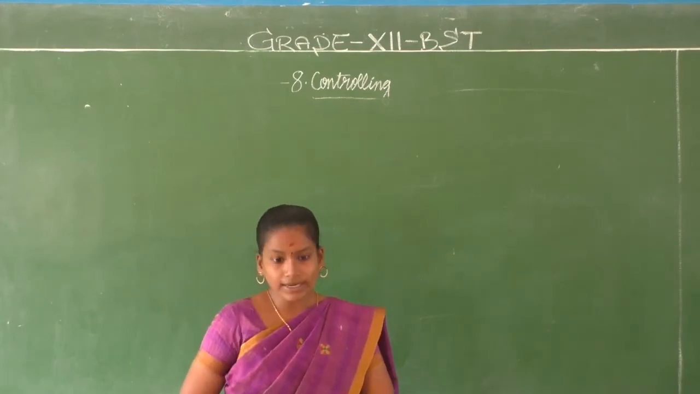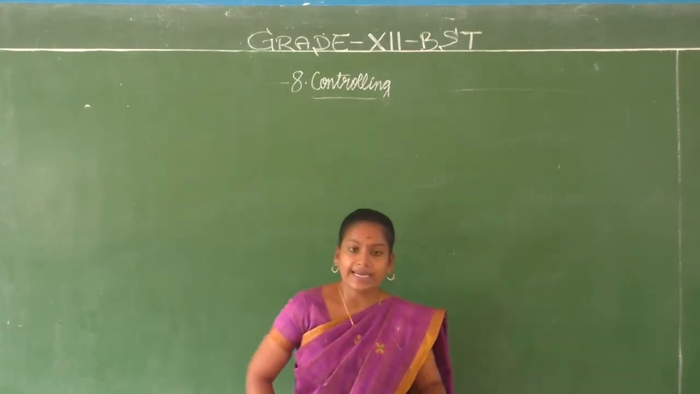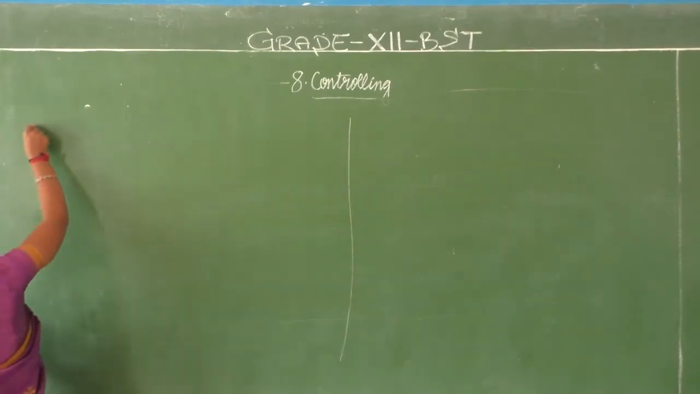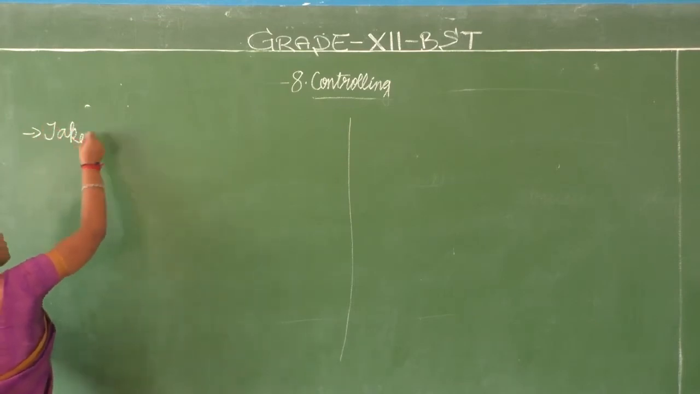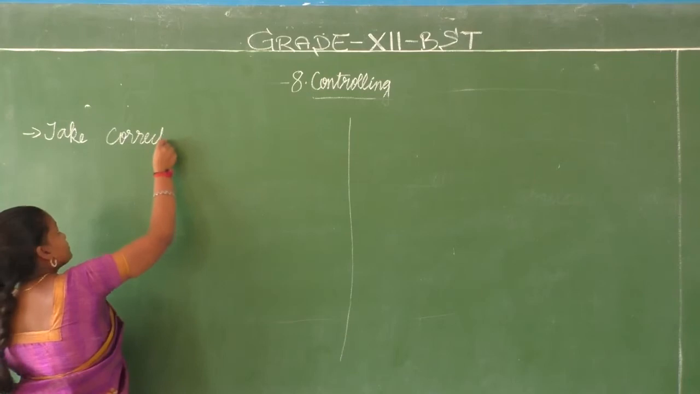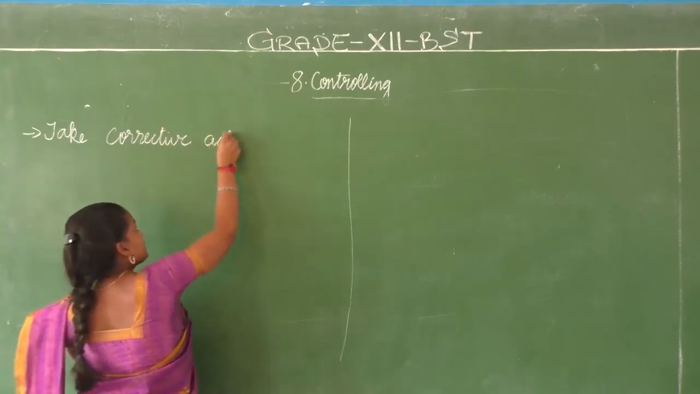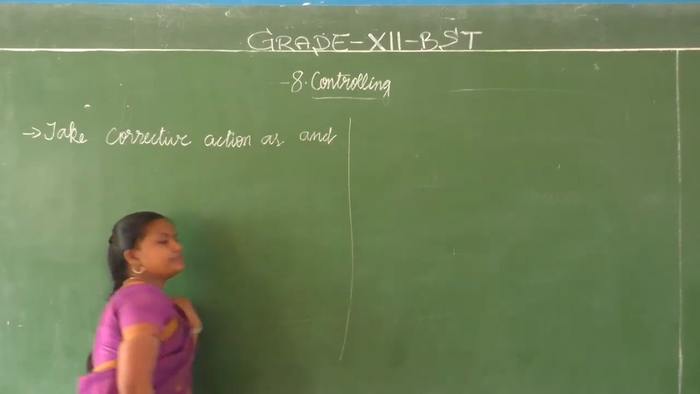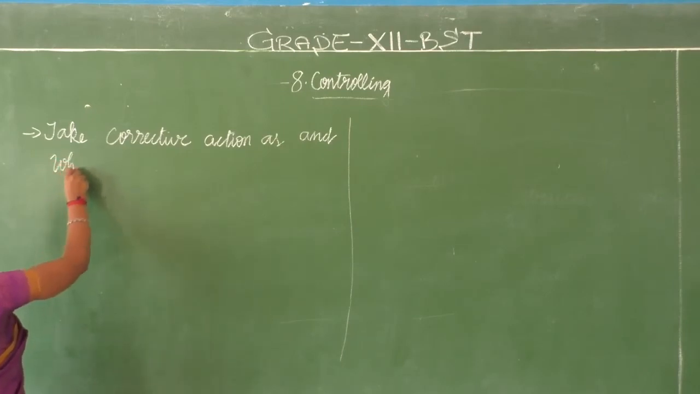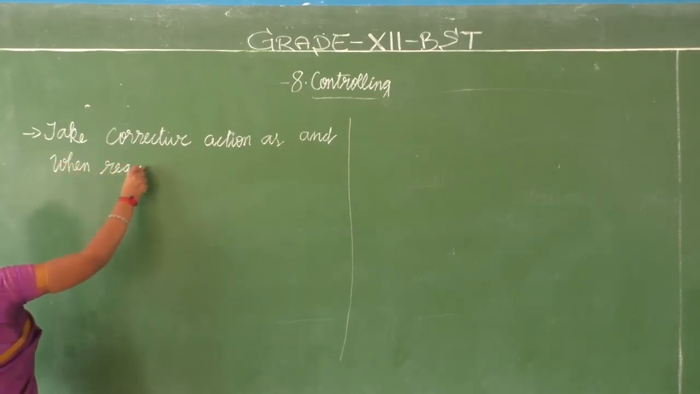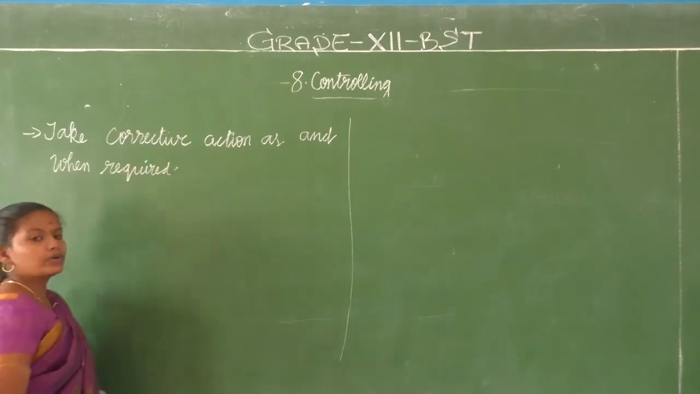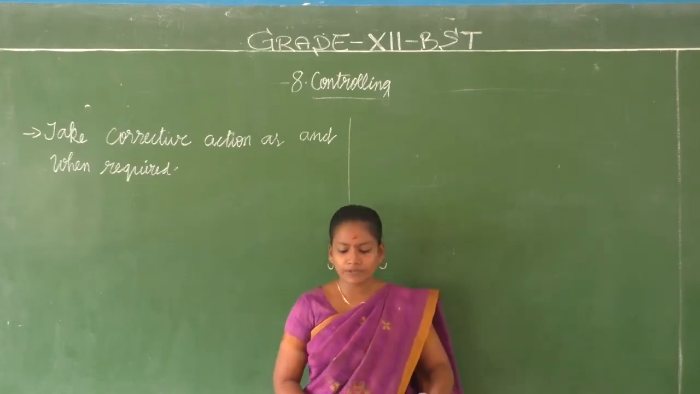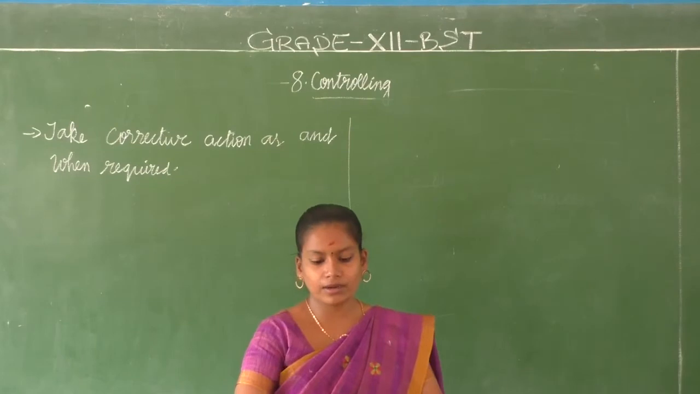Alright. So what is controlling basically? It is about taking corrective action as and when required. That is, நம்ம செட் பண்ணி வச்சிருக்கிற பிளான் பிரகாரம் போகல, some changes are happening அப்படிங்கிறப்போ நமக்கு என்ன தேவை?